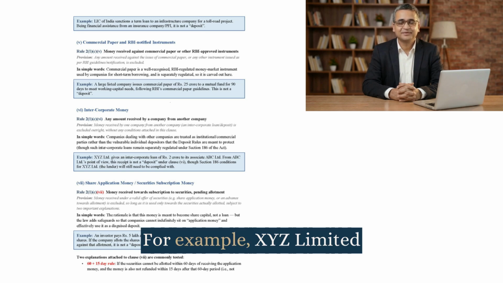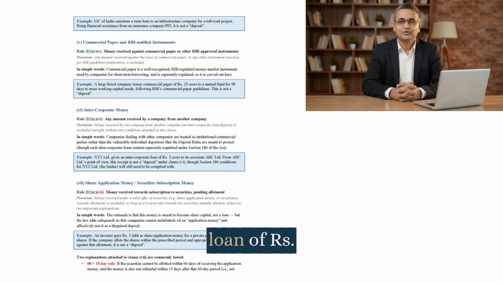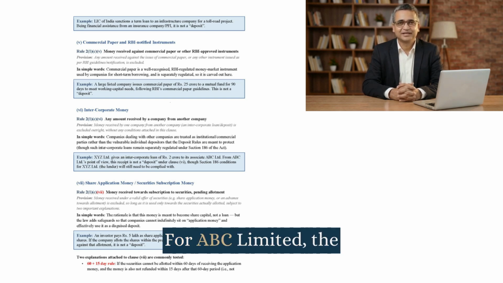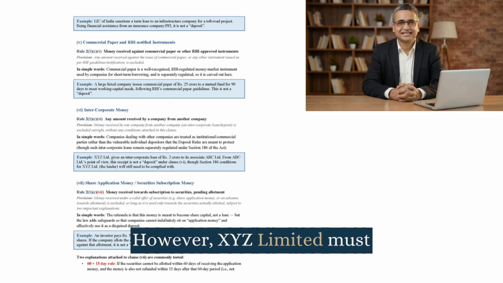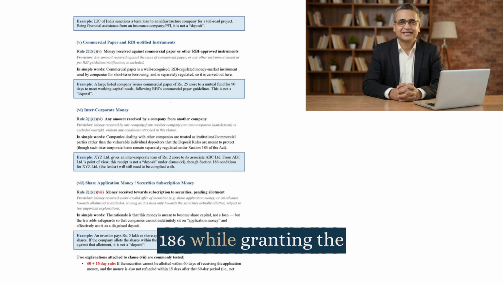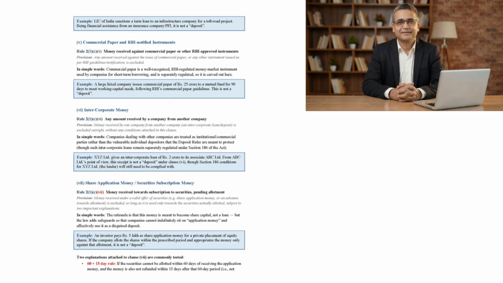For example, XYZ Limited gives an intercorporate loan of 2 crore rupees to ABC Limited. For ABC Limited, the money received is not a deposit. However, XYZ Limited must still comply with Section 186 while granting the loan. Now let us move to Clause 7.